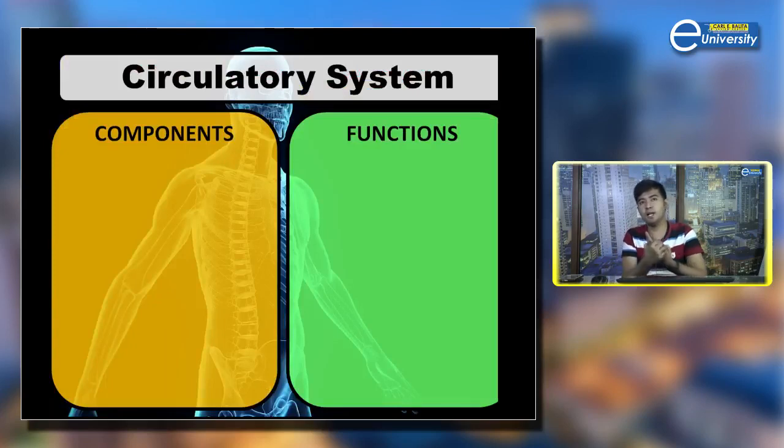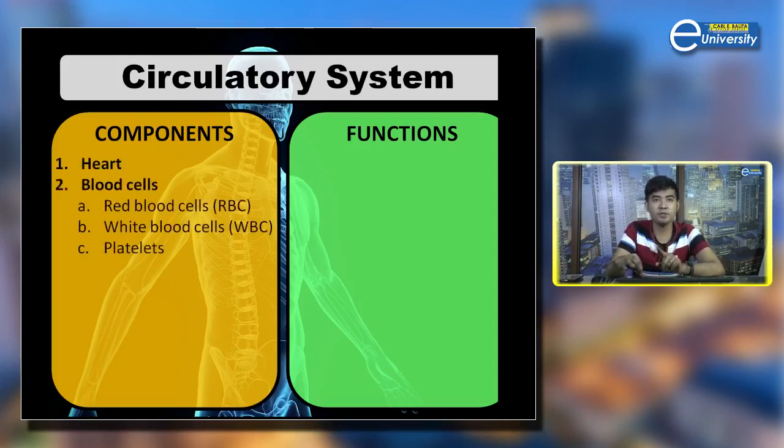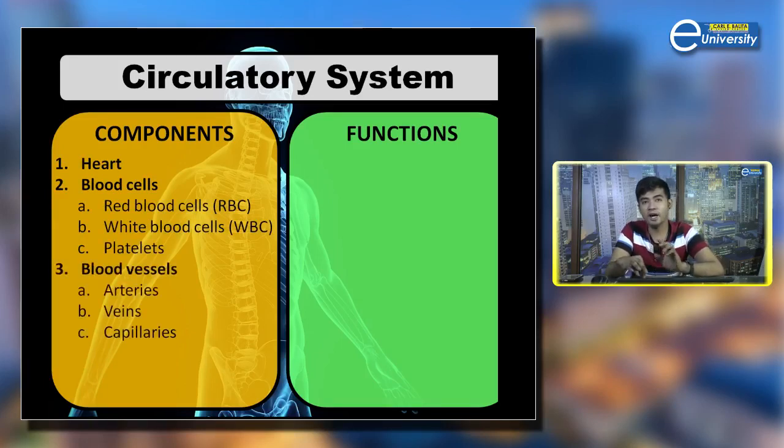Now we're going to proceed with the river of life, or the system which is responsible for the distribution of important nutrients throughout the body. And I am referring to the circulatory system. So what are the components of the circulatory system? We have the heart, the blood cells, which include red blood cells, white blood cells, and the platelets. We have the blood vessels, like the arteries, veins, and capillaries, and the fluids like blood and the lymph.